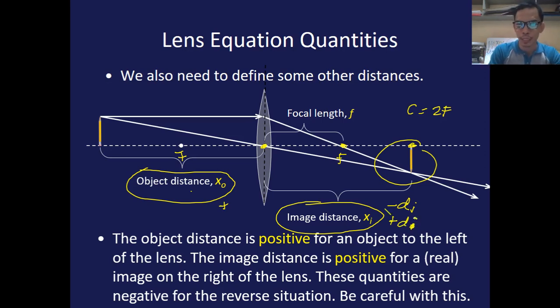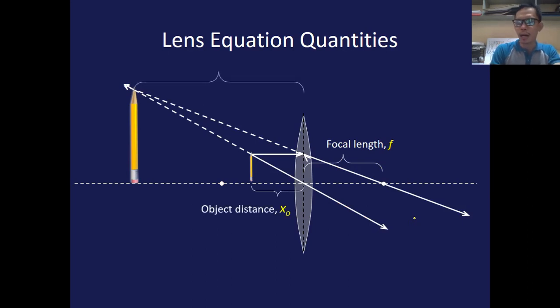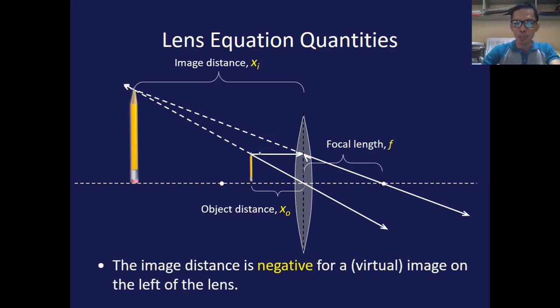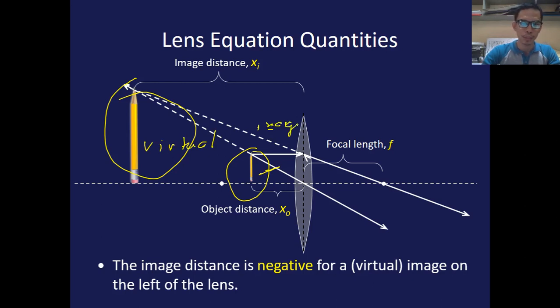Alright, so that is for the distance of the object and distance of the image. Now, we have something right here in this special case. We have a virtual image in which the image is formed at the opposite side of your lens, and it is an upright image, the same side as the position of your original object. So this is your image distance, and the original object distance is here. As you can see, this is a virtual image.